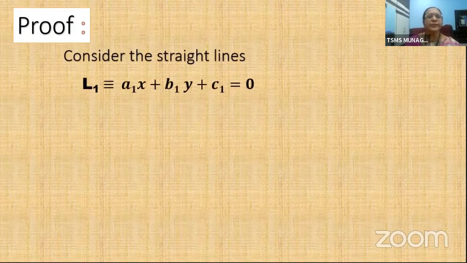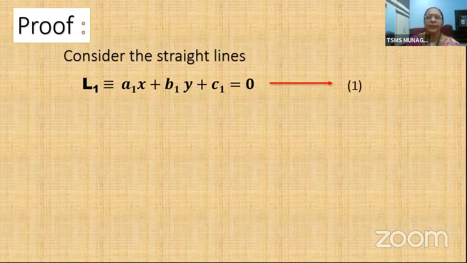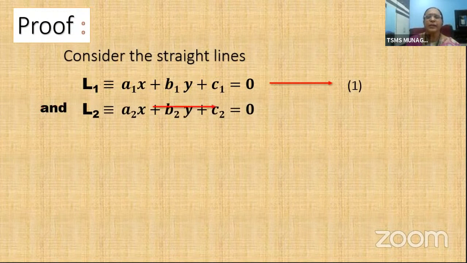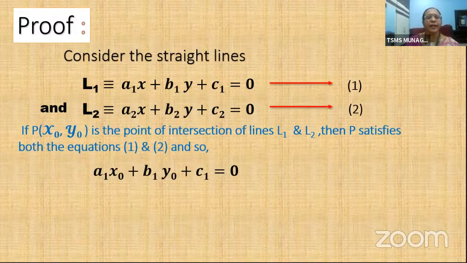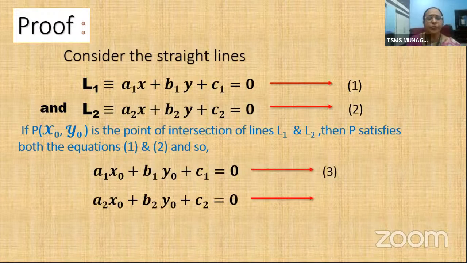Now here, consider the straight lines L1 as equation 1 and L2 as equation 2. Now, the point of intersection P of x naught, y naught obviously lies on both these lines, isn't it? The point definitely lies on L1 as well as on L2. So which means definitely this x naught, y naught will satisfy the first line L1 and also the second line L2. Now let us substitute x naught, y naught in equations 1 and 2, and we get the equations 3 and 4 like this. Now let us try to solve.